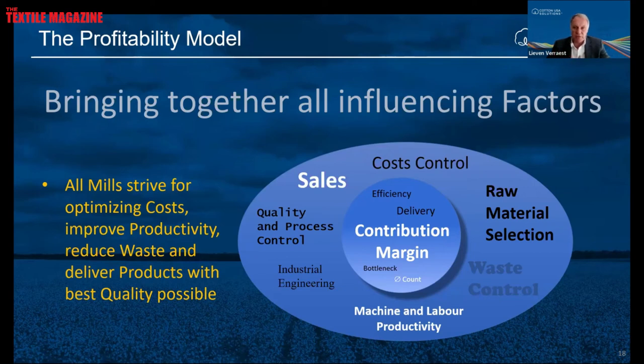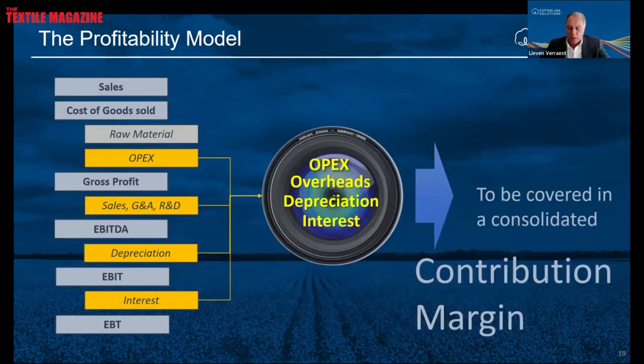All those factors, sales, cost control, machine and labor productivity, are calculated in the contribution margin that each article in your mill running on each individual machine has to achieve. Going a little bit more in detail, what you see here on the left side of this slide is an example of the structure of an ordinary profit and loss statement. This is what we call a mini PL.